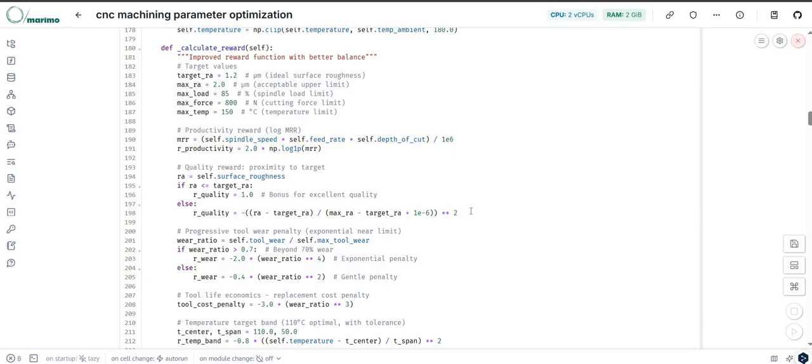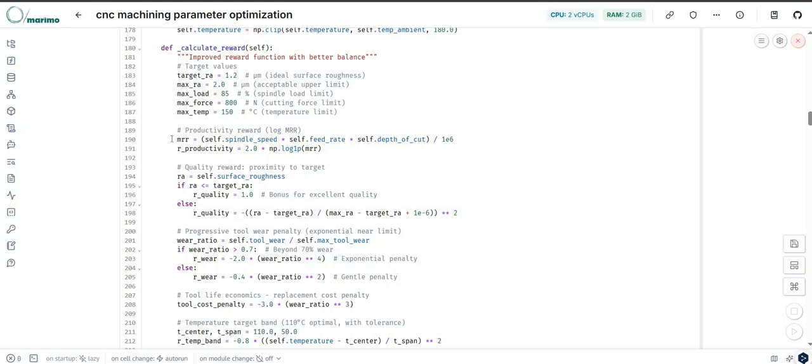We start with some reference values, and what are they? The target surface roughness is set to 1.2 micrometers, and anything up to 2 micrometers is considered acceptable. For spindle load, the maximum safe value is 85%, cutting force is limited to 800 newtons, and temperature should ideally stay below 150 degrees Celsius. These numbers basically set the tolerance window for quality and safety.